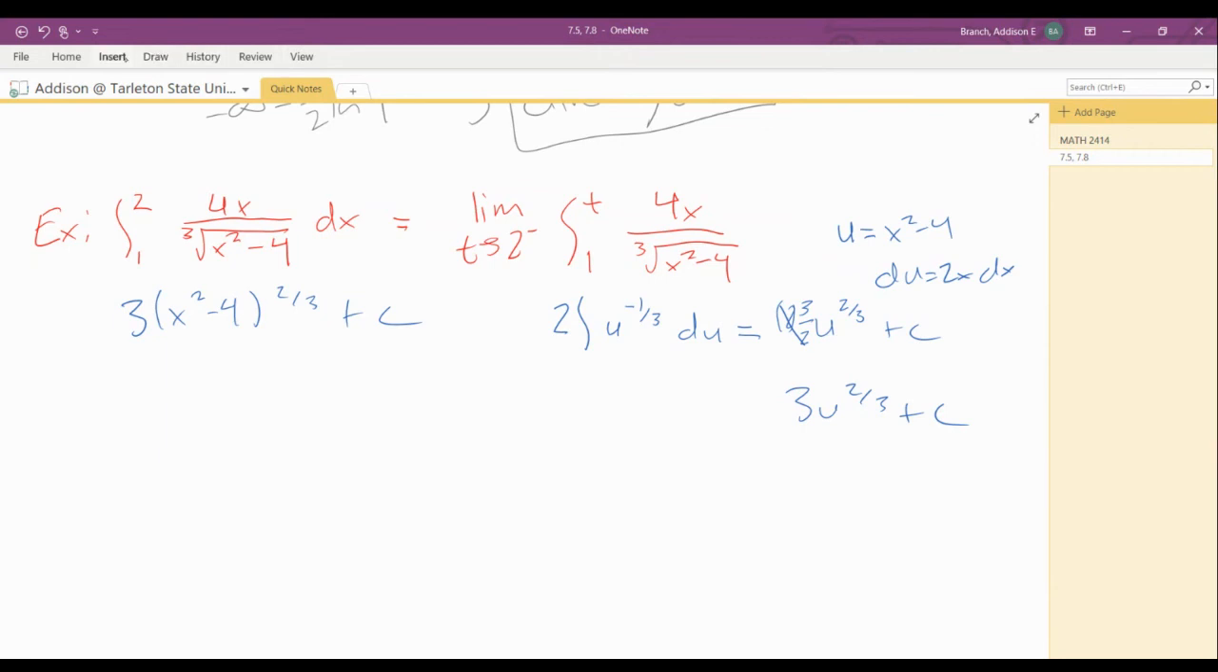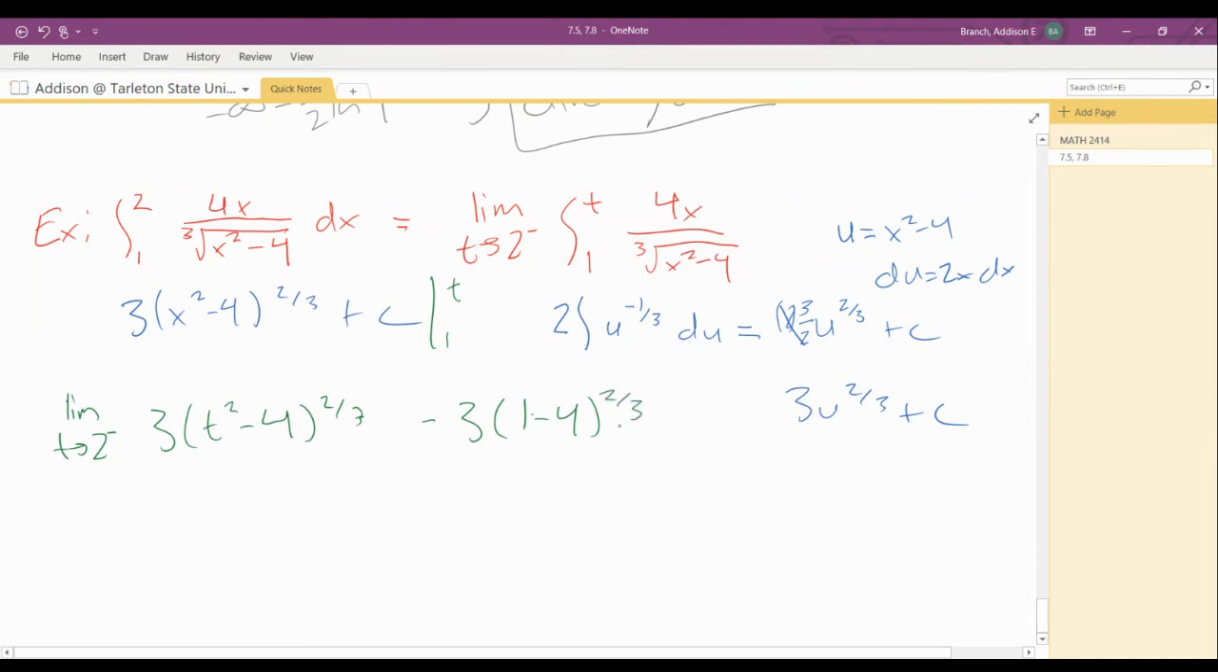Now, of course, we need to take our bounds, going from 1 to t. So we now have our limit as t approaches 2 from the negative of 3 times (t squared minus 4) to the 2/3, minus 3 times (1 minus 4) to the 2/3.